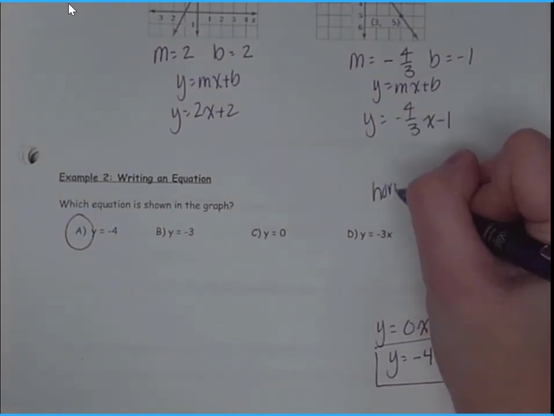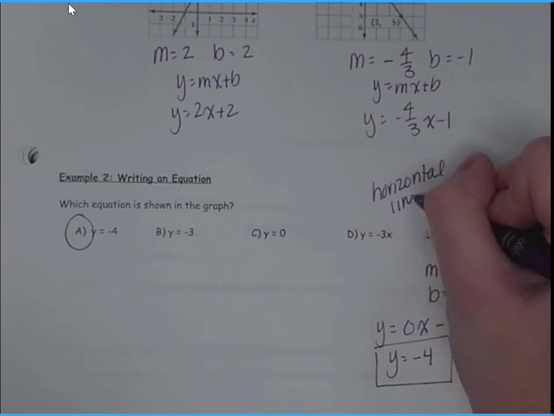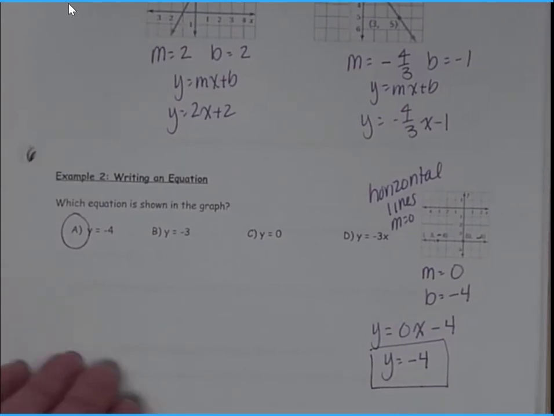Remember, horizontal lines have a slope of 0. Now, vertical lines are a whole nother story. Those have an undefined slope.